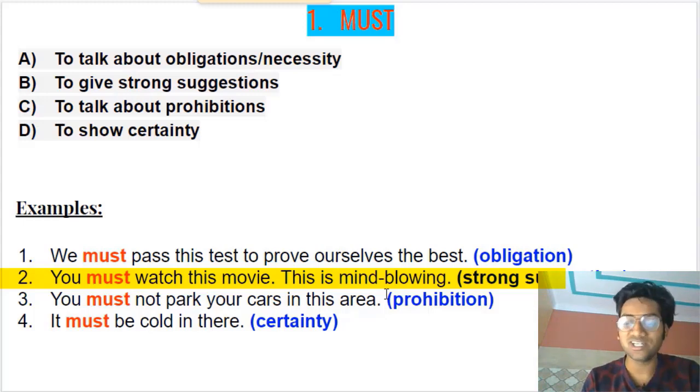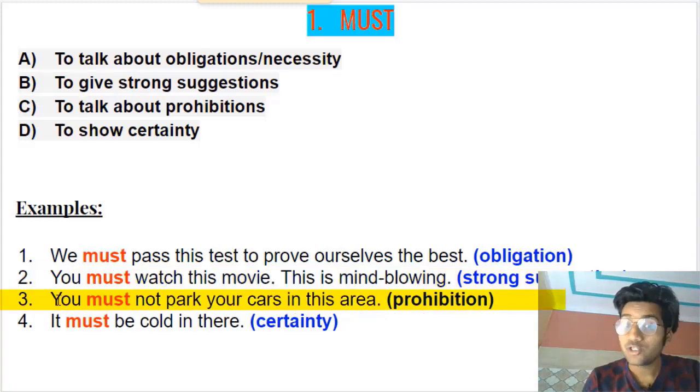You can also use it to talk about a prohibition, to say something is prohibited. Example, you must not park your cars in this area. You must not do it. Why? Because it is prohibited. You can't do it. It is not allowed. So we are using must here to talk about what's prohibited.